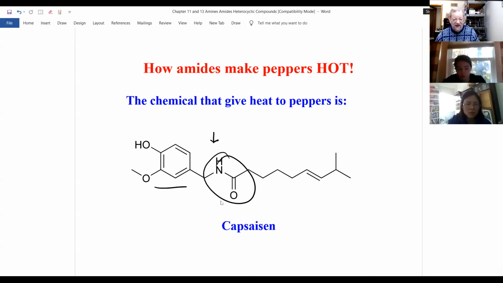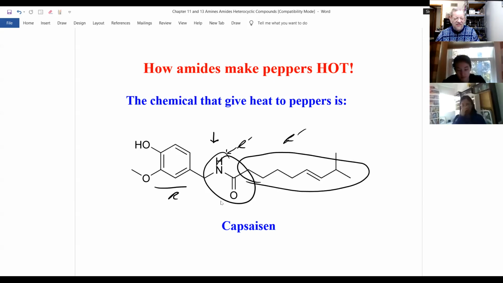And this is an amide. Here is my one R prime, this right here, and the other is this hydrogen, and this is my R group. Not R prime, R group.